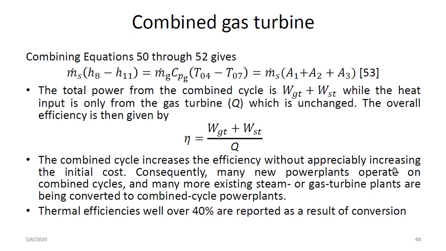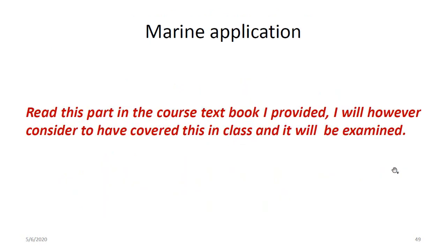So a few notes from what I've just talked of. So this combined assembly increases the efficiency without appreciably increasing the initial cost. Consequently, many new power plants operate on a combined cycle, and many more existing steam or gas turbine plants are being converted to combined cycle power plant. So you can have thermal efficiencies in excess of 40%.